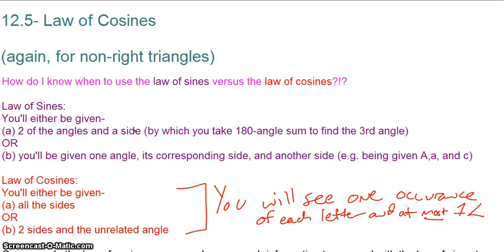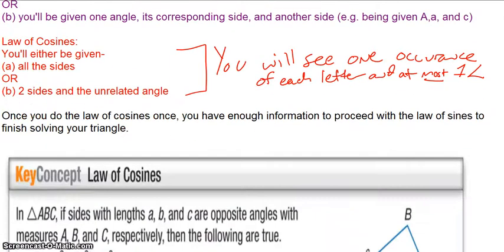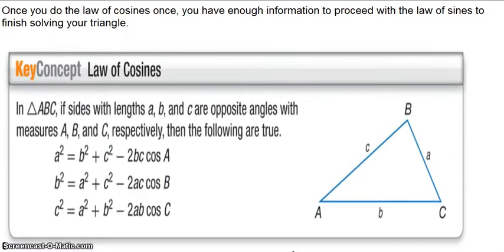For the law of cosines, it'll be somewhat obvious once you write down your list of answers, because you're going to have one occurrence of each letter. You're either going to be given all the sides, or two of the sides and the unrelated angle. So let's take a look at what the law of cosines looks like. It looks kind of like the Pythagorean theorem at first, and then we have minus 2bc cosine of A. So whatever my angle is, that's the side that's on the left-hand side of my equal sign.